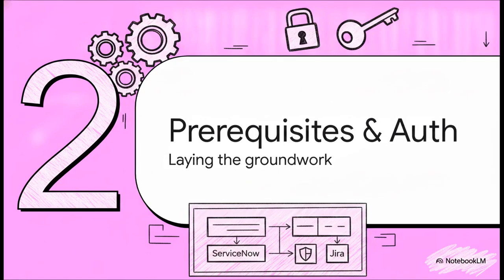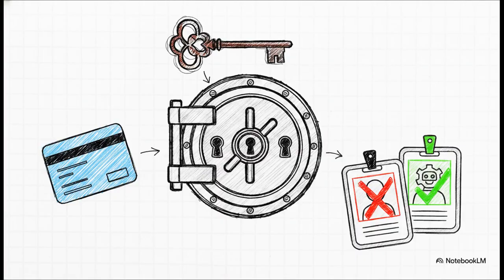Phase 2. Prerequisites and auth. Laying the groundwork for a secure connection. Look, you can't build a bridge without site access. You'll need admin or delegated developer roles in ServiceNow and Jira admin rights to generate an API token. But here's the kicker. It is absolutely critical that you create dedicated, non-personal integration users. I'm talking about actual service accounts on both platforms. If you tie this integration to your personal admin account, the entire bridge will instantly collapse the day you change passwords or leave the company. Seriously, don't skip that step.